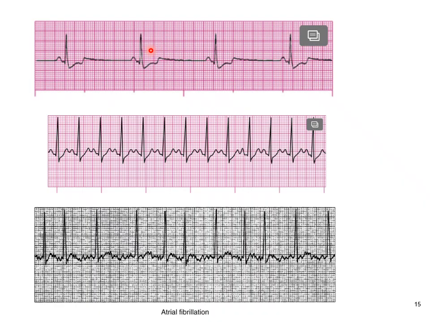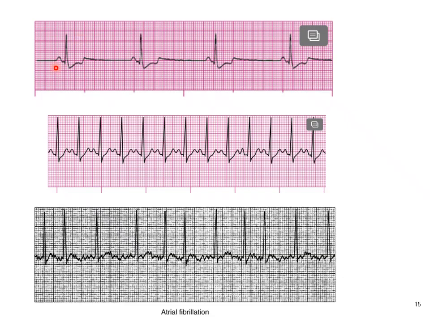So I'll give you an example. This is from P to P wave, right? What you would do is you would see the distance between this P to the next P. Count those boxes. And then from this P to the next P, count the boxes. Are they the same number of boxes? If they are, then the rate is normal.